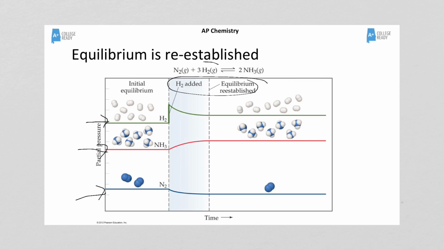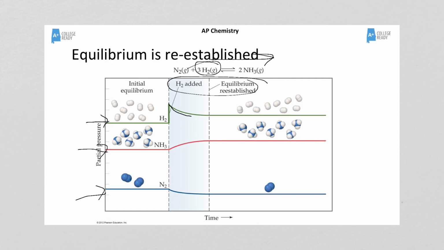We've added hydrogen. Notice hydrogen's a reactant. If we add a reactant, it's going to shift to use it. So we would expect the reaction to go forward, and let's see if it does. So hydrogen was added, it spiked up, but then notice it went down. Why? Because the reaction shifted forward.